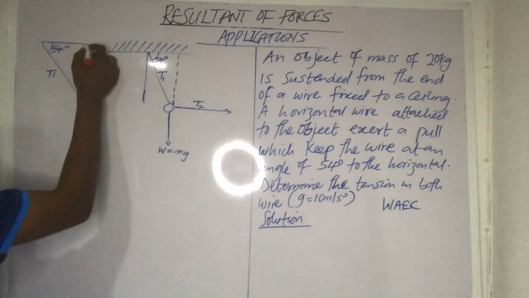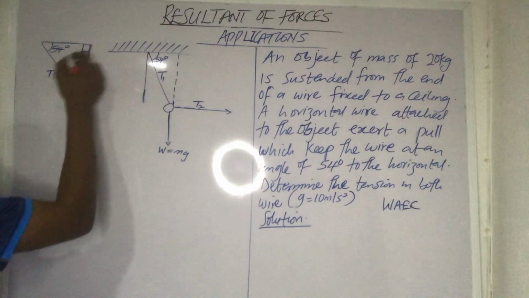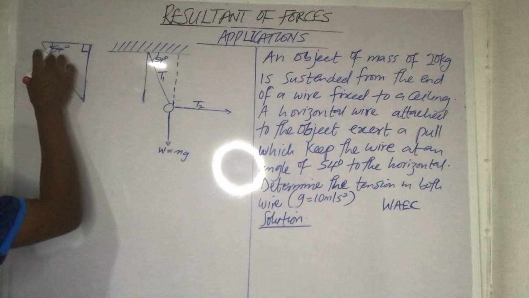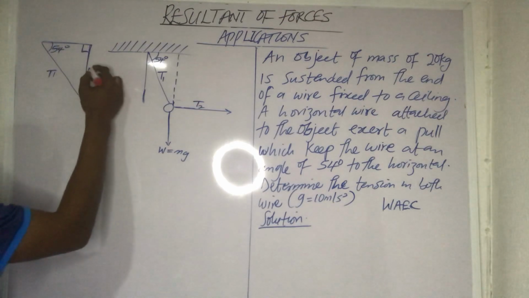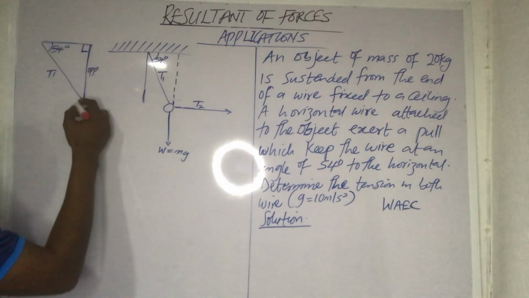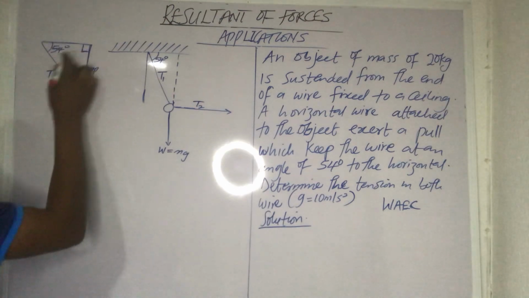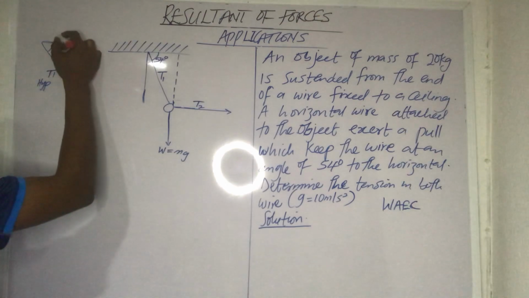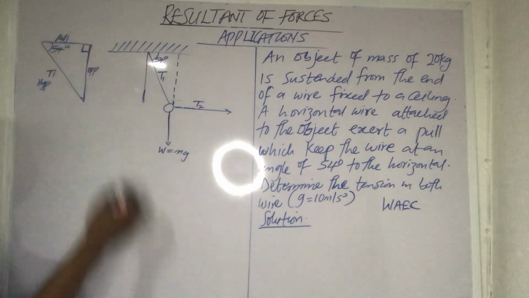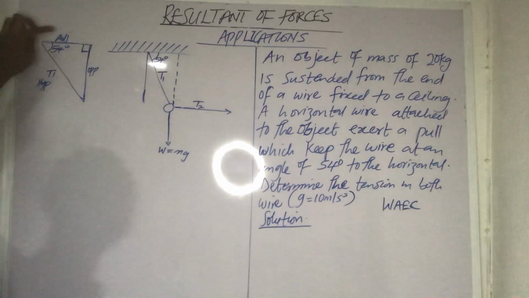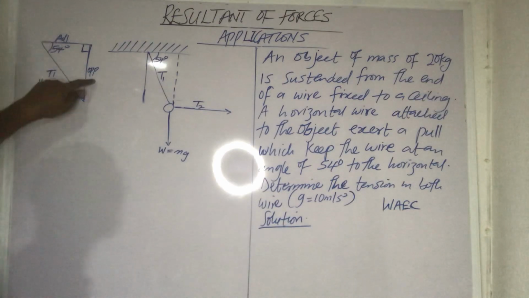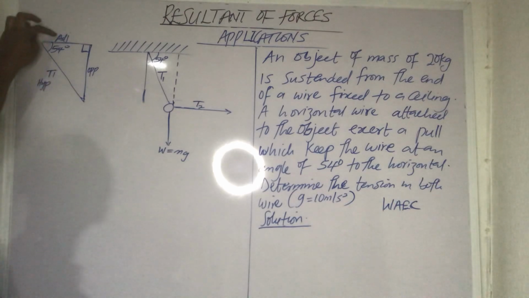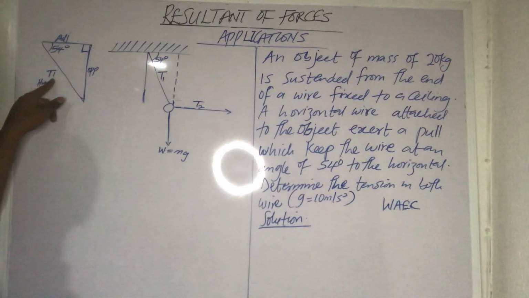Don't forget that this place will be 90. Now this is a right angle triangle. Now if I consider this angle, the side that is facing this angle will be my opposite. The side that is facing this 90 is my hypotenuse. And this remaining side is my adjacent. So I want to look for this adjacent and opposite in terms of this tension.